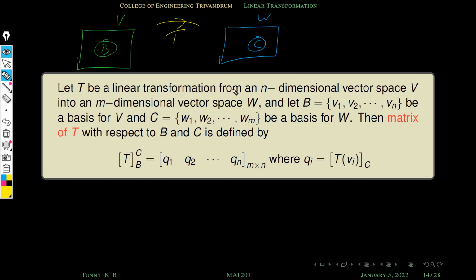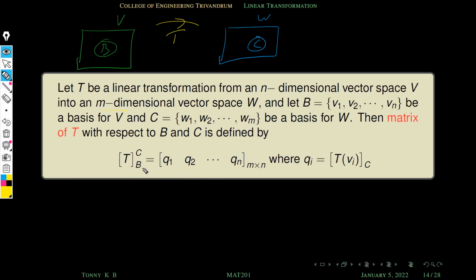Let T be a linear transformation from an n-dimensional vector space V into an m-dimensional vector space W, and let B = {V1, V2, ..., Vn} be a basis for V, and C = {W1, W2, ..., Wm} be a basis for W, because we assume that W is an m-dimensional space. That's why this basis contains only m elements. Then the matrix of T with respect to B and C is defined like this.